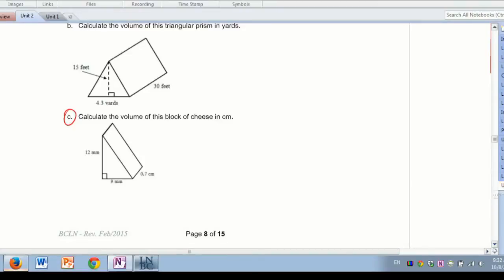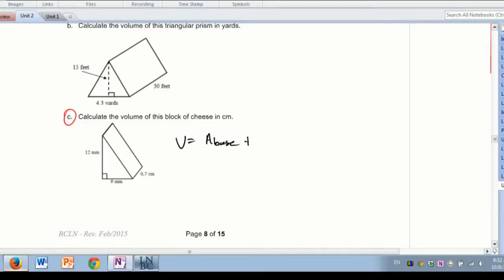Alex, this is the one. I don't mean to rush through these, but I just want to get through as many as I can. Calculate the volume of this block of cheese. So what we have is a right prism. And the volume of a right prism is going to be the area of the base.